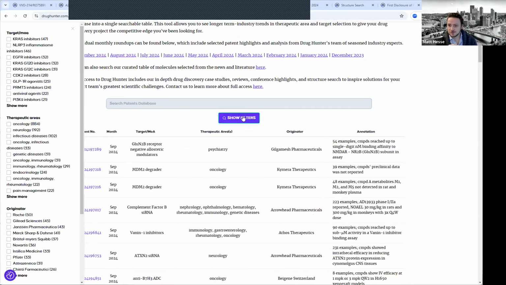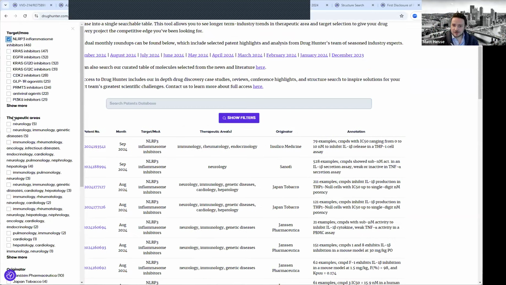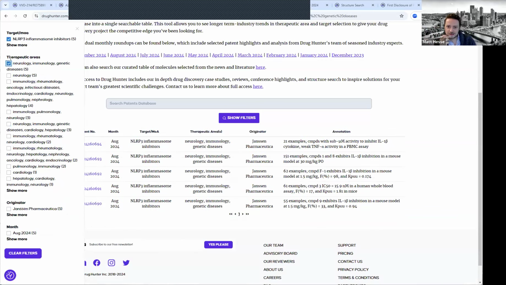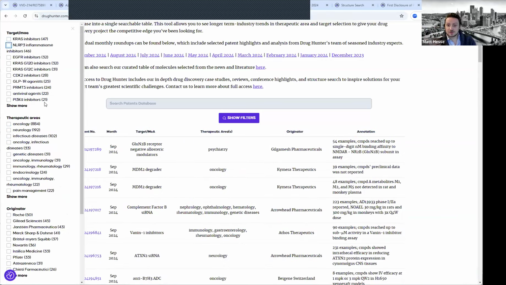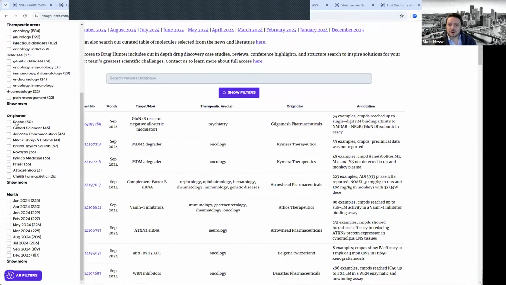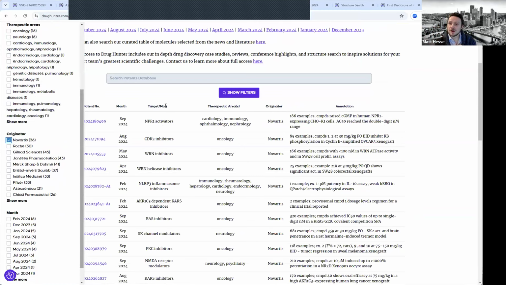If you click on this purple Show Filters button, it will then give you a tick box menu of the targets, the MOA. So if you're interested in a specific target, you can click on that, say NLRP3, and then it will give you who is working in NLRP3, who has published there. You can also, if you click off that box there, Dennis, go down to the company. So if you click on perhaps Novartis, this will then tell you, okay, what has Novartis published?